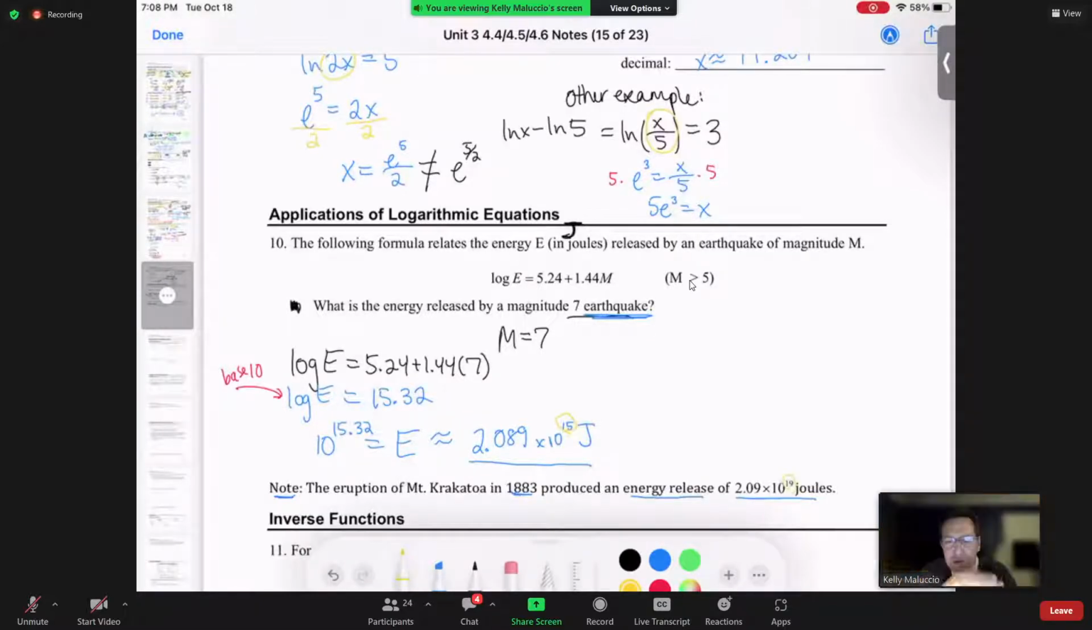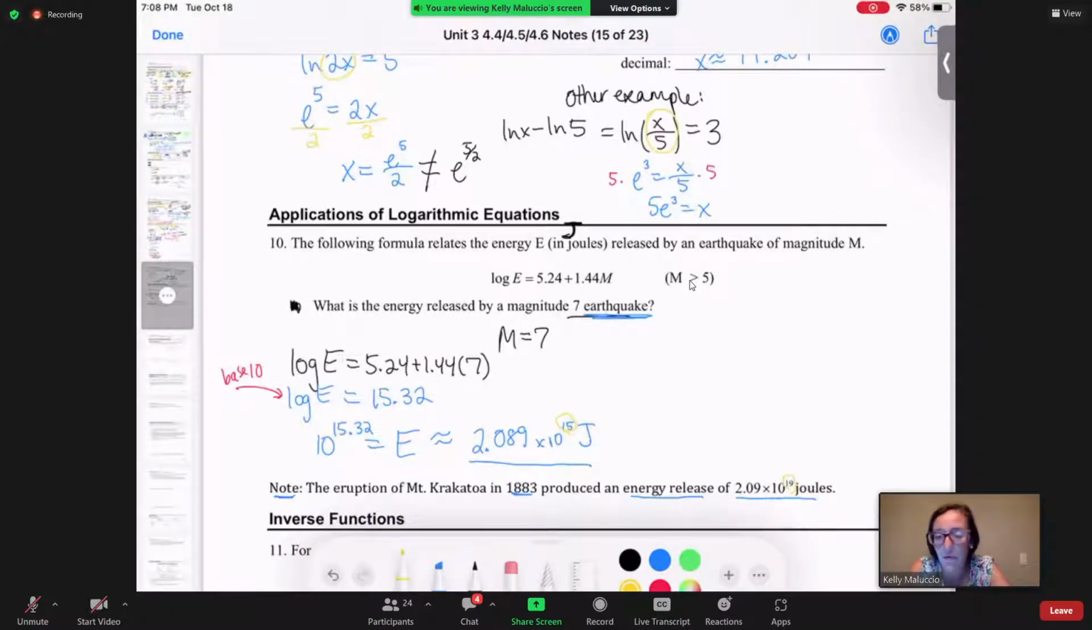You could put 2.09 times 10 to the 19th on the left, and then solve for M to figure out what the magnitude is. And it should be a little bit higher, I would guess. 9 or 10, something like that. Exactly, it should be like 9 or 10.